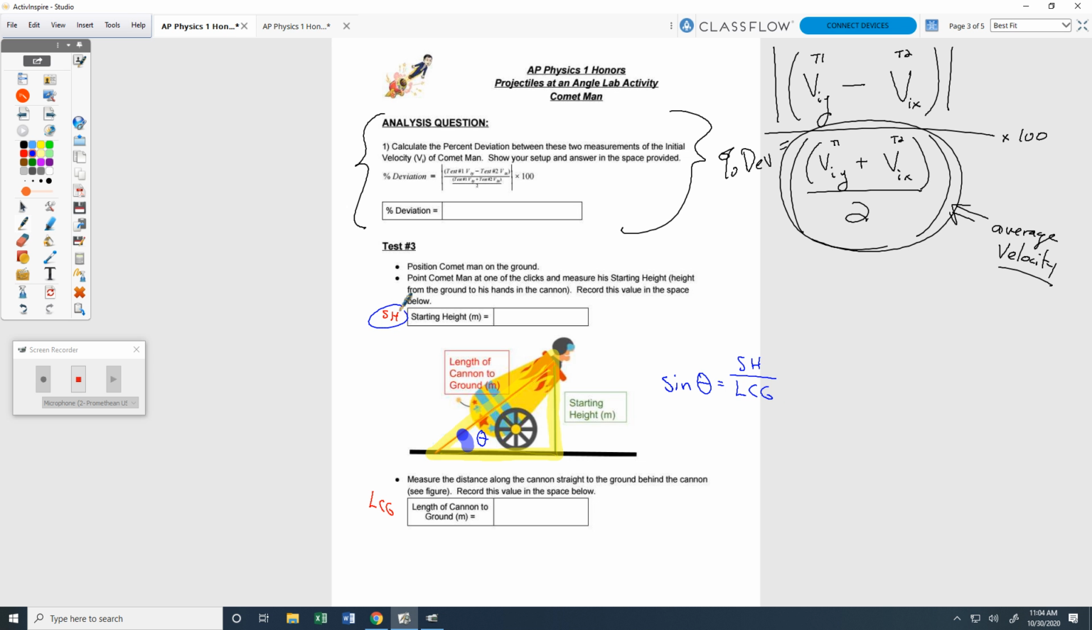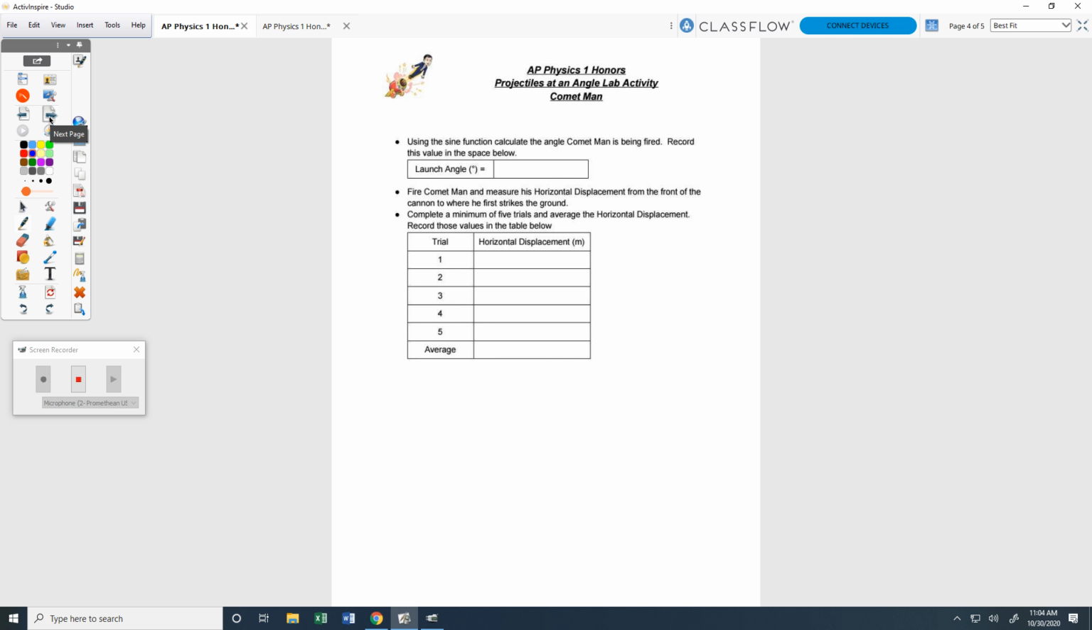So I have my starting height, I have the length of the cannon. Now where am I going to put that in? So on the next page, I don't want the sine of the angle, I actually want the angle itself. So I have to get rid of sine. The opposite of sine is the inverse sine, or the arc sine. So we're going to take the inverse sine of your starting height over the length of the cannon all the way to the ground.